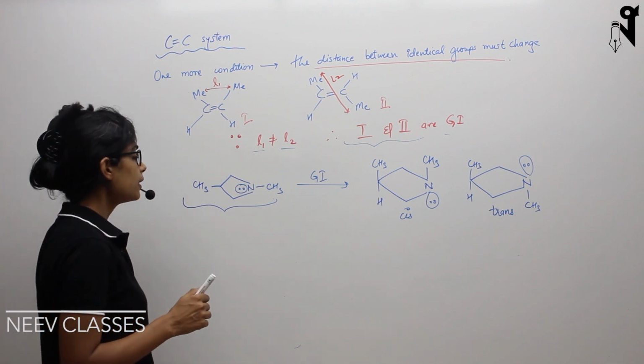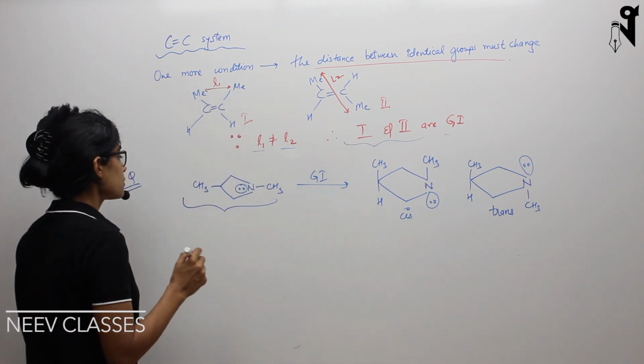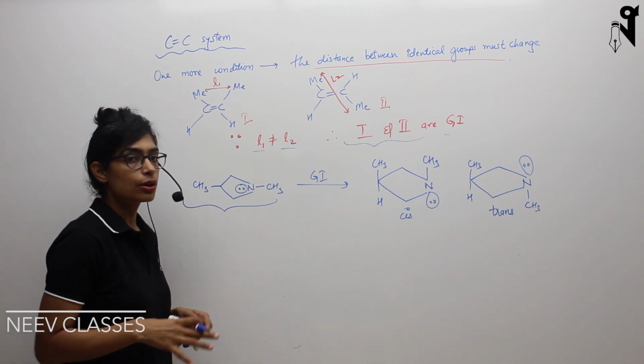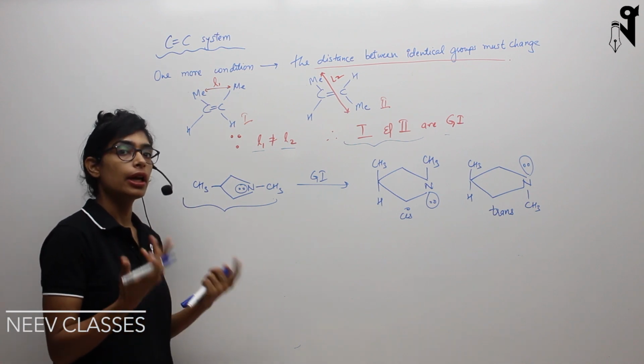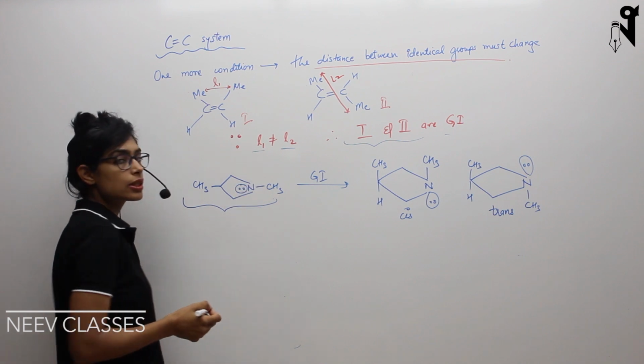GI. And all the structures which I made were made up of carbon only. So it is not mandatory to have carbon in the cyclic ring to show the GI. You can have any other element also. So I have taken nitrogen here. So 1, 2, 3, 4, 1, 2, 3 and the 4th position is nitrogen.